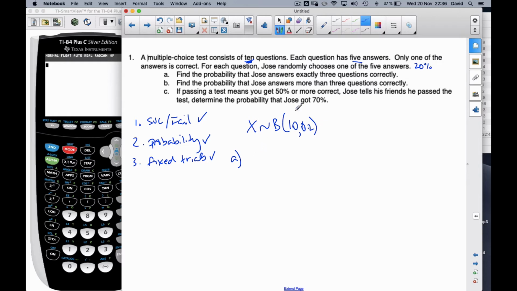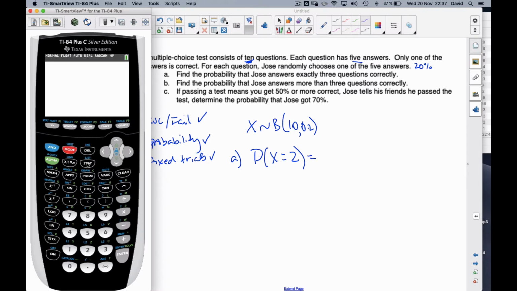Okay, so A part now says we want to find the probability that Jose got exactly 3 questions correct. Well, I've introduced the binomial, so I want to find the probability that X equals 3. Okay, and then I go to my calculator and I'm going to go to distributions, this blue there, so second distributions, and I'm looking for the binomial one.